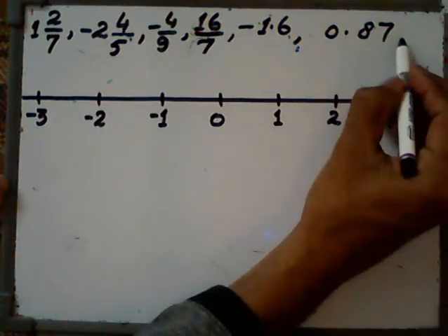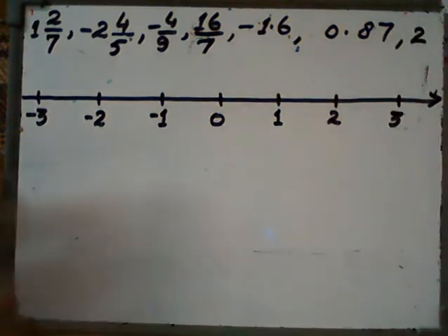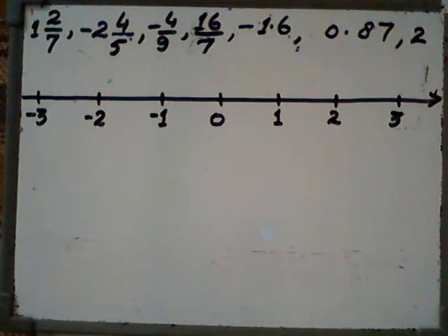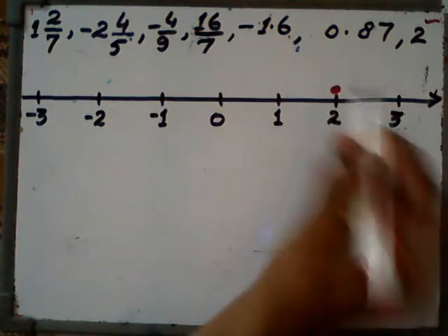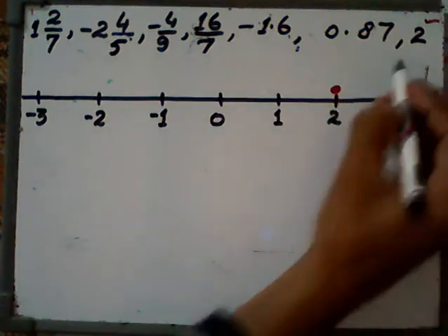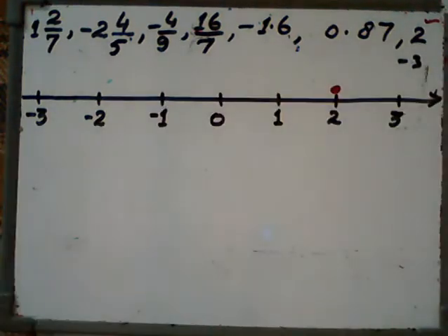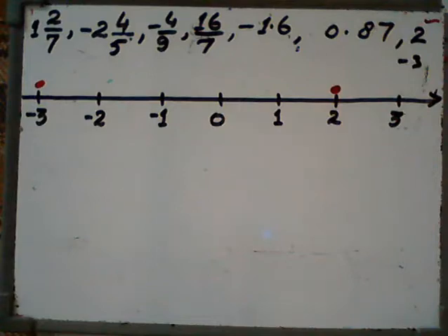For example, if I am writing 2 here, its representation is very easy. If I am pointing to 2, it means I am putting a number here. This is 2. And for minus 3, for example, minus 3 is also very easy. So this is minus 3. The representation of integers is very easy. Now come to the mixed fraction.